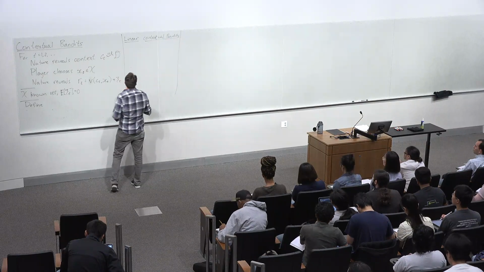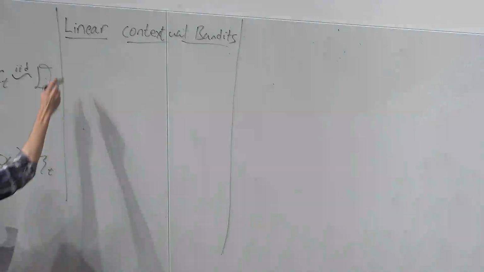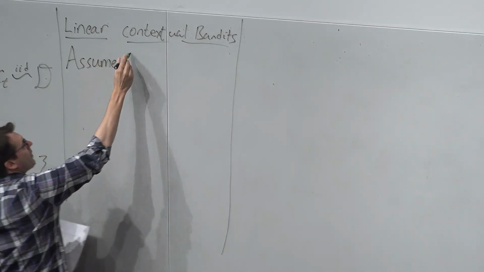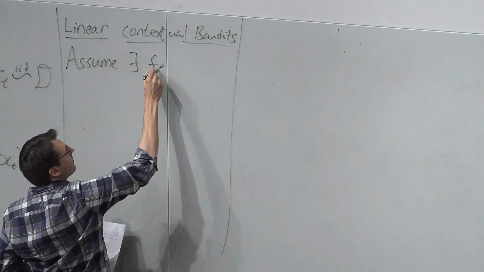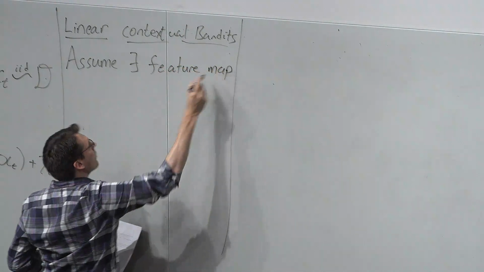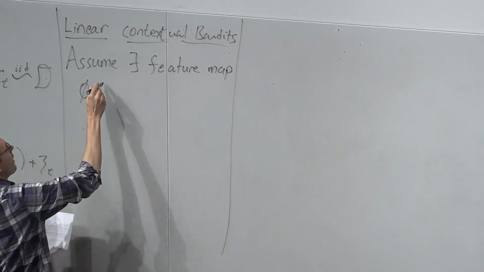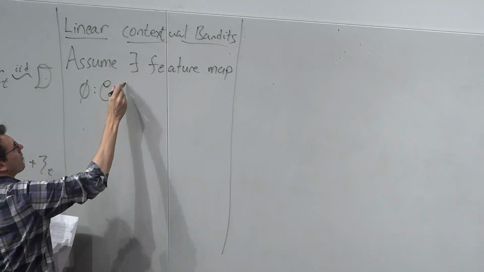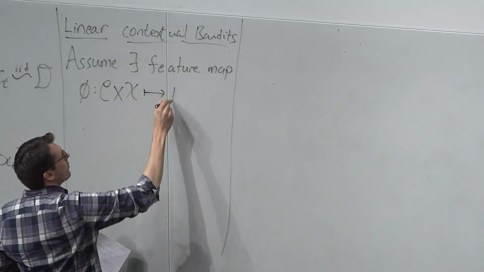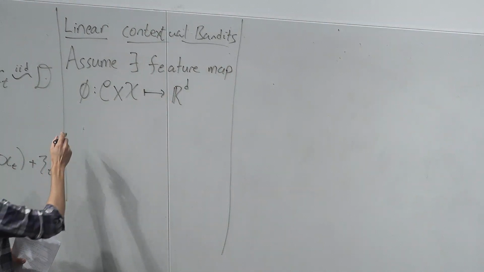So in linear contextual bandits, we make even stronger assumptions than this. We say, assume there exists a feature map phi that maps context cross arms to some vector in R^d.